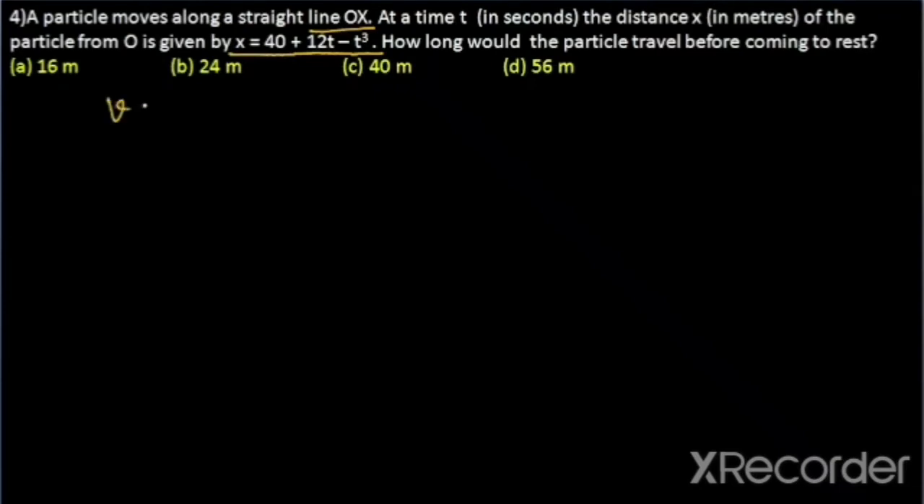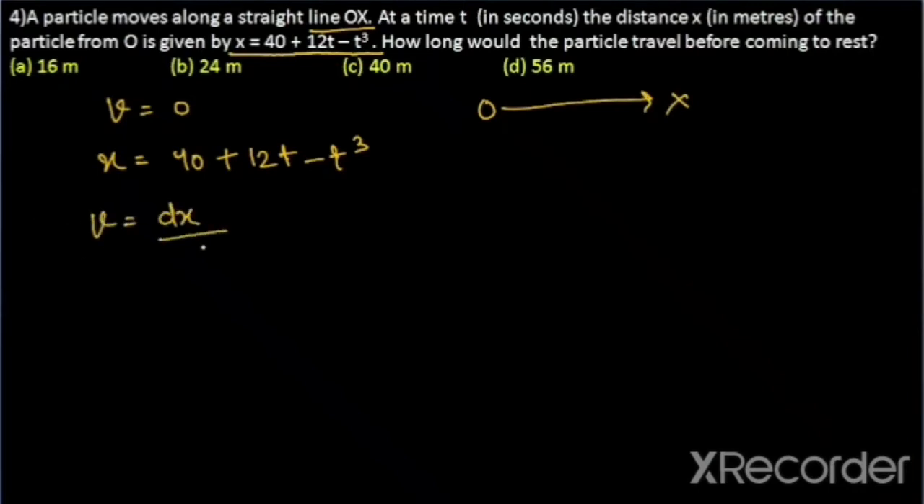When it comes to rest, its velocity will become 0. And x is given as 40 plus 12t minus t cube. The particle is moving from O to x. So we know velocity is equal to dx by dt. If we differentiate, then we will get 12 minus 3t square. dx by dt is, if x is 40 plus 12t minus t cube, then dx by dt is 12 minus 3t square.